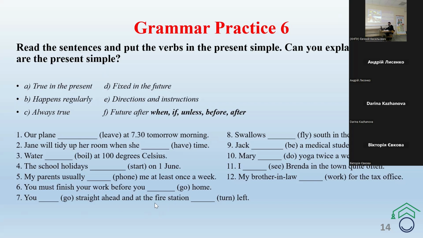You're right, sorry, sentence 7. I was reading sentence 7 and said that is direction and instruction. As for sentence 6, it is future, after when, if, unless, before, and after, yeah? You must finish your work before, yeah. Sorry, my mistake, yeah? And sentence 7, it is directions and instructions. Thank you, sentence 8.